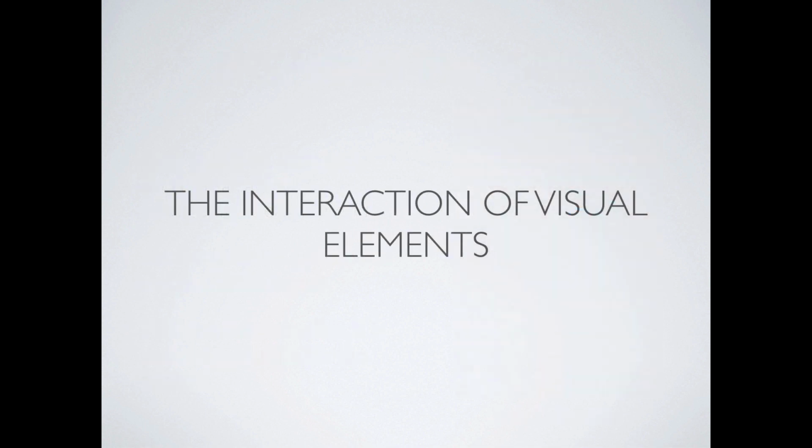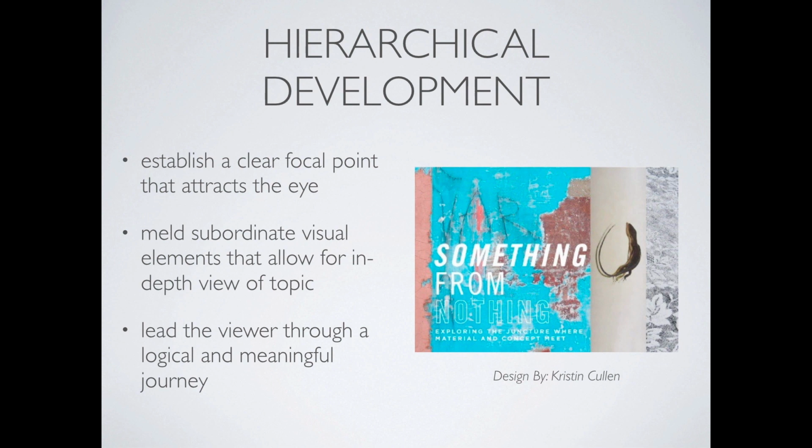The interaction of visual elements. We essentially want to develop a strong hierarchy for how we view the content on a particular page. We want to have a clear focal point that attracts the eye and brings the viewer into this particular document. And then we meld in the subordinate other information. The less important information comes a little bit later. So we drag somebody in, and then as they get in, and as they start thinking about it, and as they start reading it, they get more and more information. You want to lead the viewer through a logical and meaningful journey of your content.